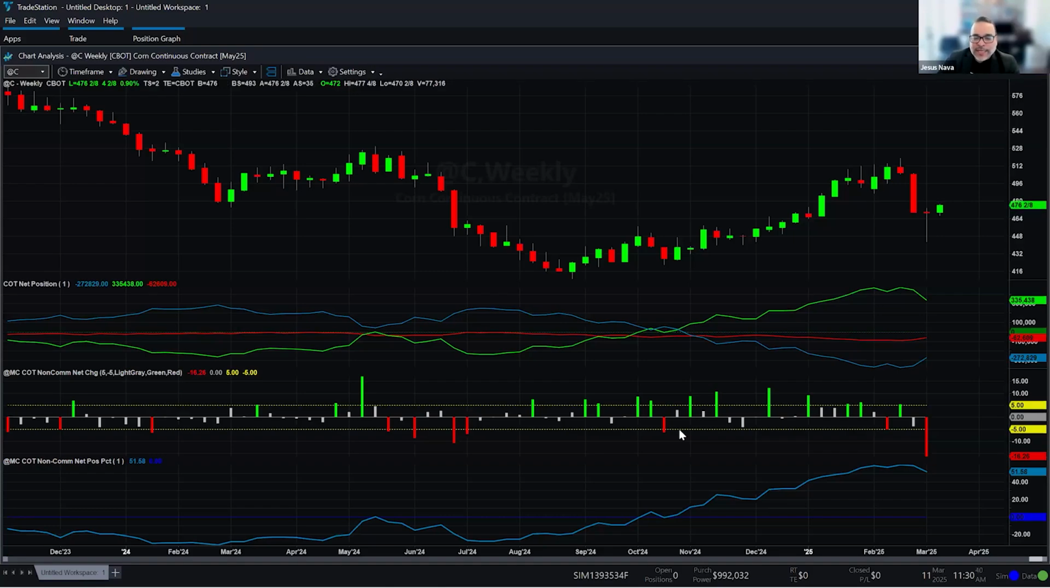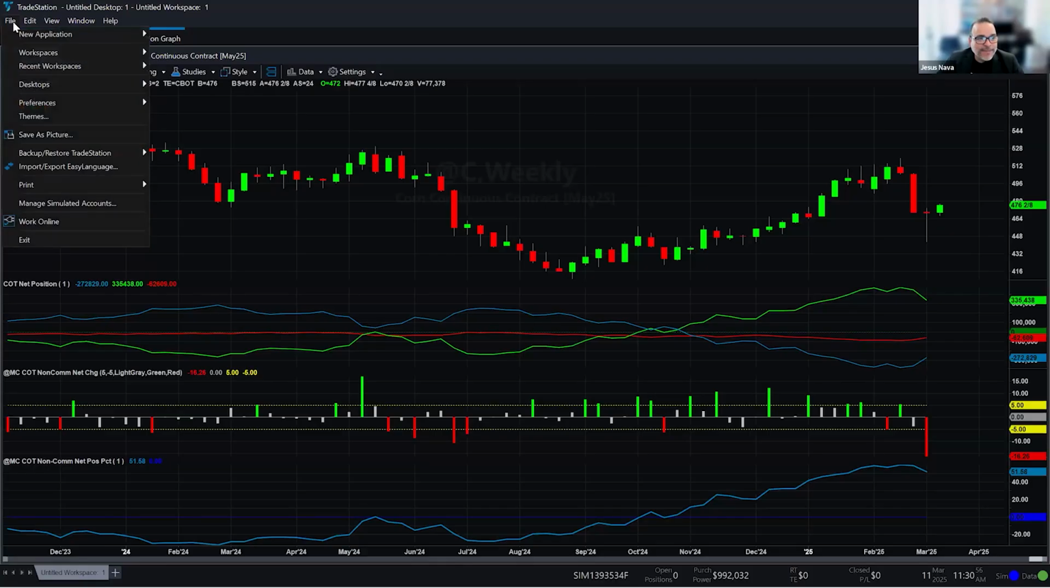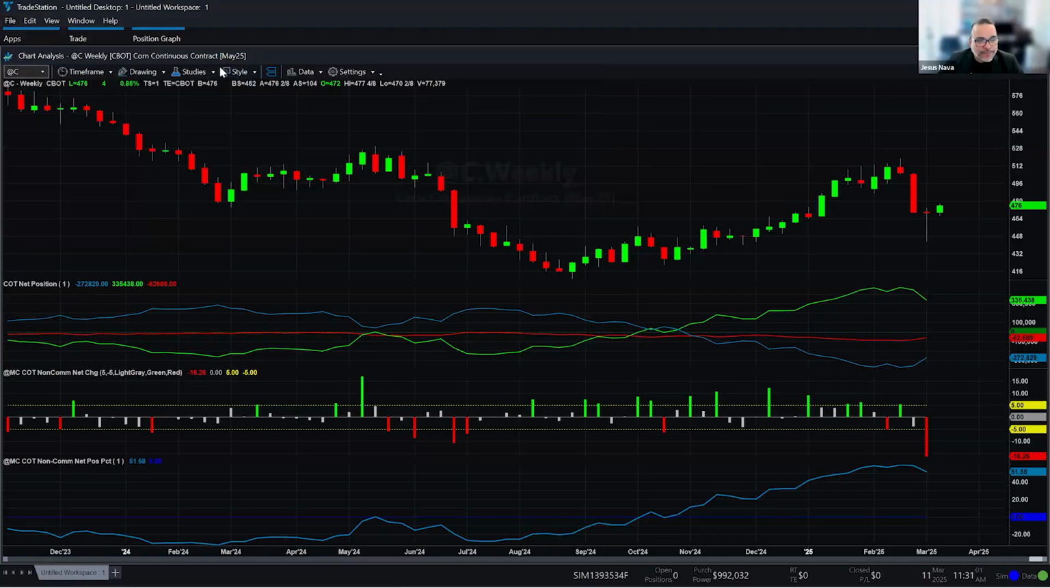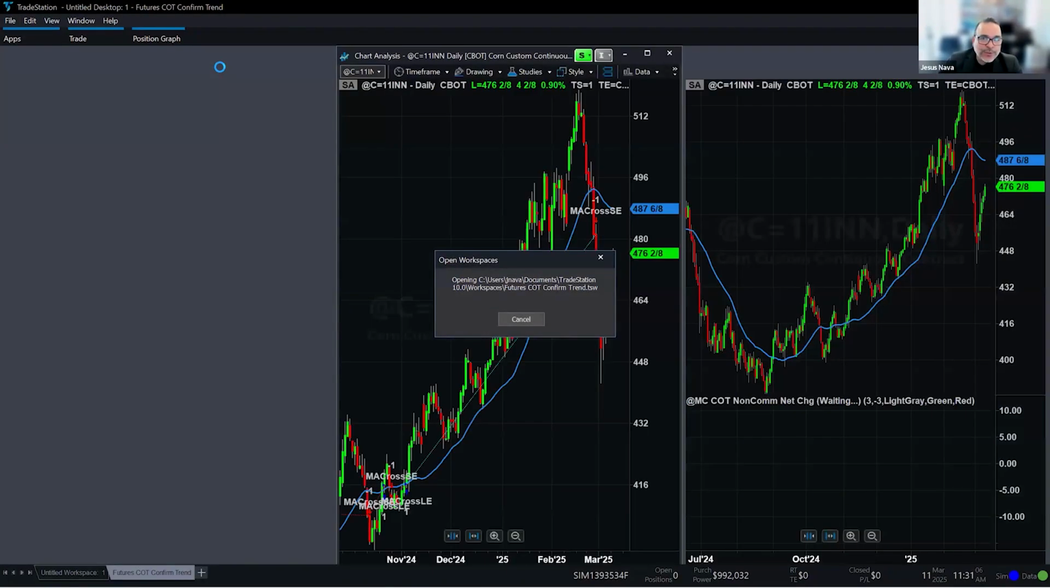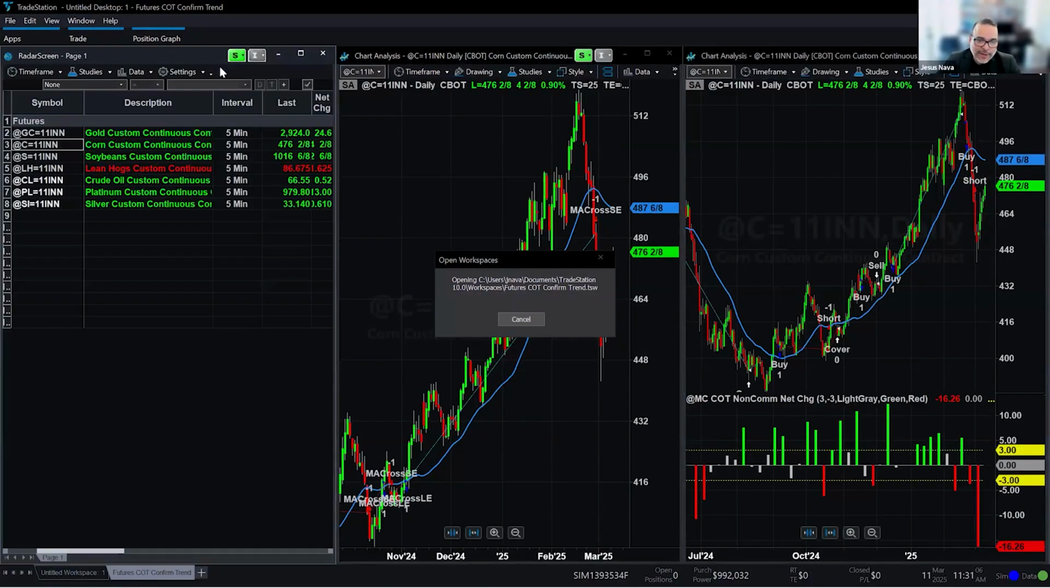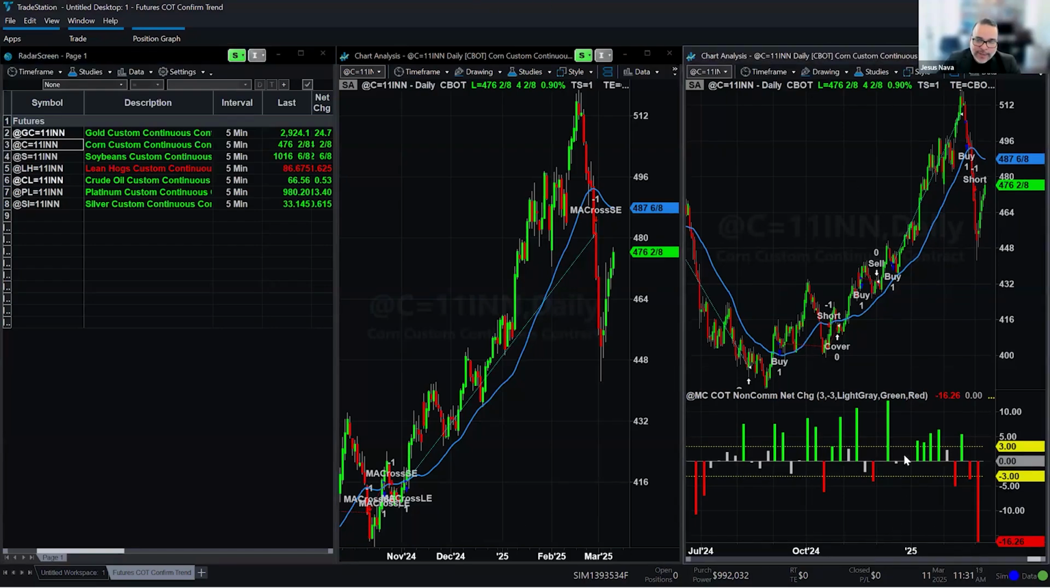We can use indicators like this to look at strategies and maybe use them as a confirmation of what we want to do based on a basic concept. Let me show you what I mean by that. I'm going to open up a workspace and talk you through some of the things that I've done. This workspace has two charts on the right-hand side and a radar screen on the left. On the far right, we have the study we just talked about, the one with the thresholds that keeps track of how the non-commercials are moving up or down bar by bar.